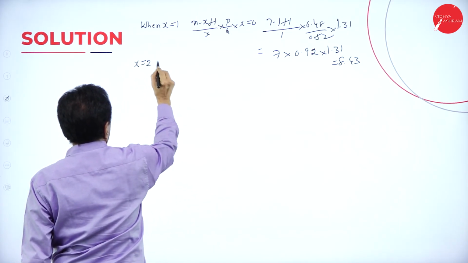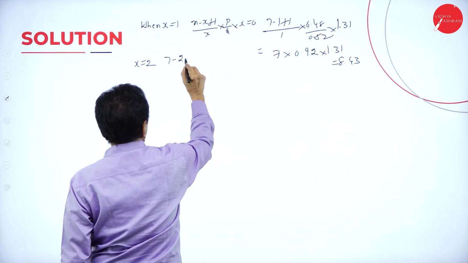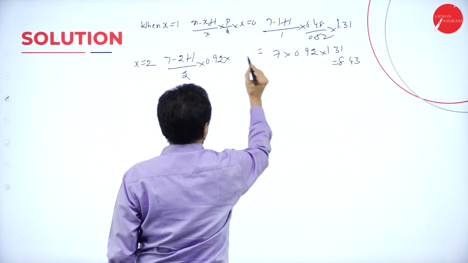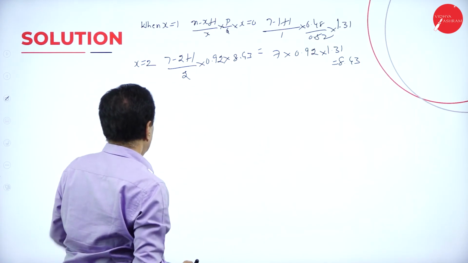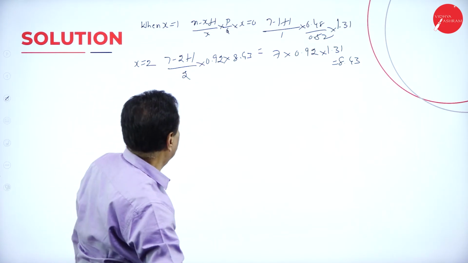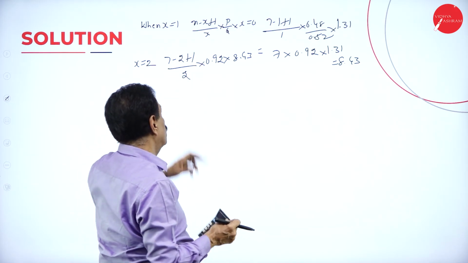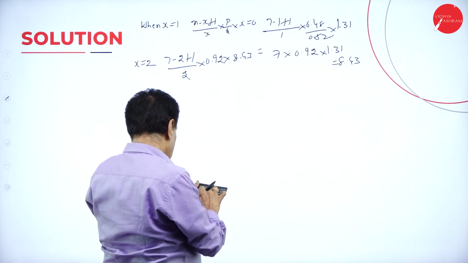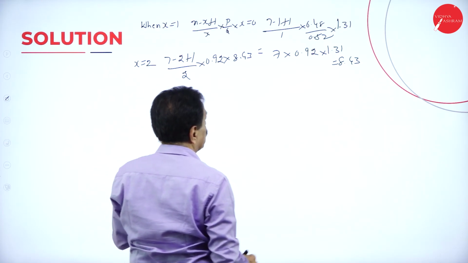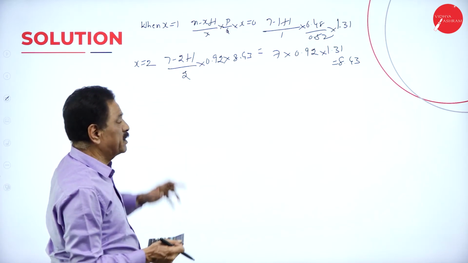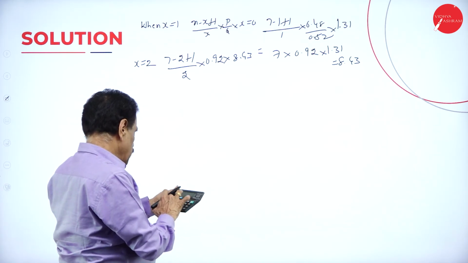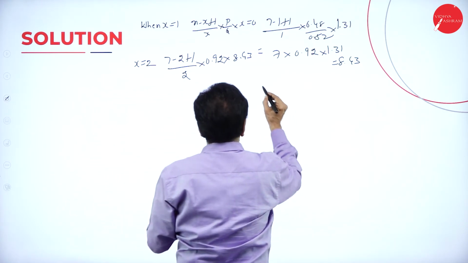When x is equal to 2, directly apply. 7 minus 2 plus 1 divided by 2 into 0.92 into recurrence 8.43. So 7 minus 2 is 5 plus 1 is 6 divided by 2 is 3. 3 into 0.92 into 8.43 is 23.26.